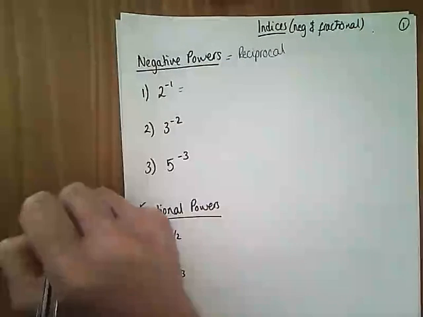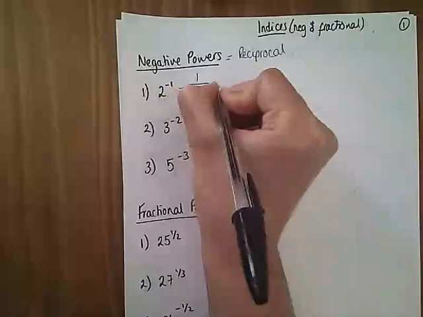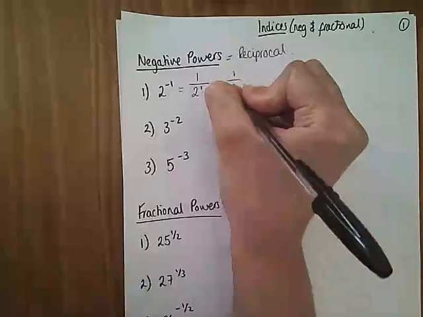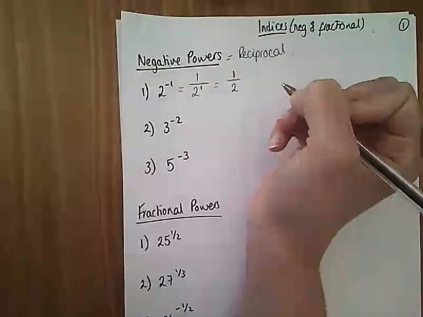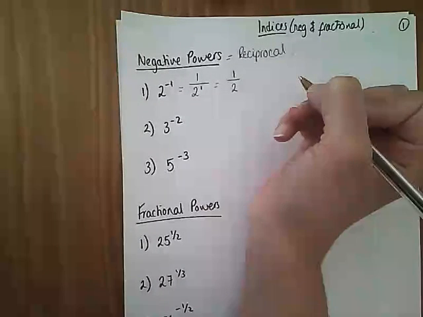Okay, so here we go. 2 to the power of minus 1 makes it 1 over 2 to the power of 1. Obviously 2 to the power of 1 is just 2. So it's the reciprocal of 2 to the power of 1. So it's 1 over 2. That is your answer, 1 over 2.